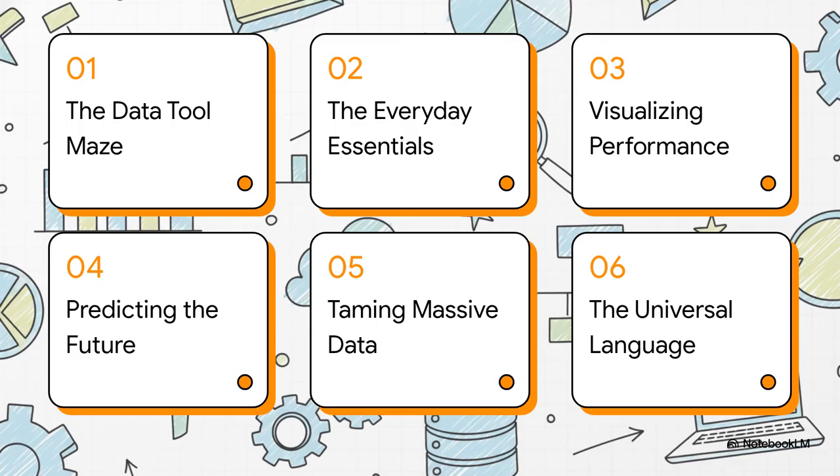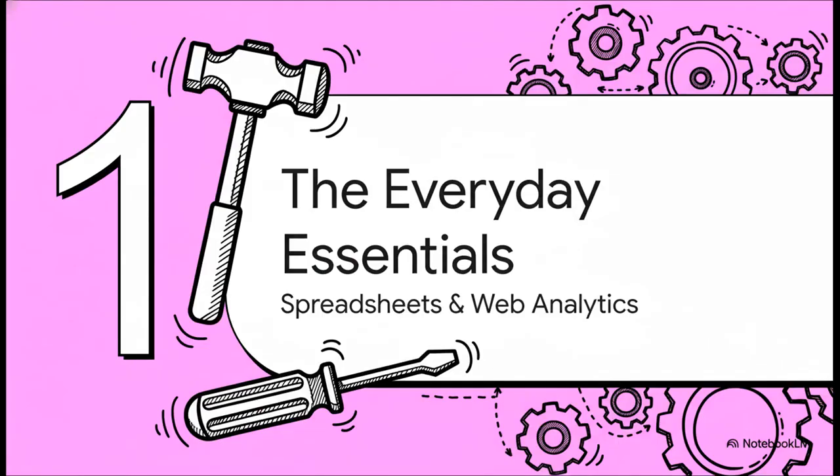So here's our plan. We'll start by navigating that data tool maze. Then we'll cover the everyday essentials that pretty much everyone should know. From there, we'll get into visualizing data, predicting the future with machine learning, and even taming massive data sets. And finally, we'll talk about the one single language that ties all of it together. So, let's start with the hammer and the screwdriver of your data toolbox. These are the absolute essentials that you'll find yourself using almost every single day.